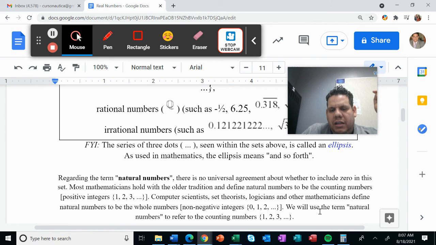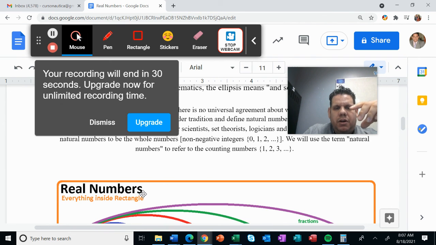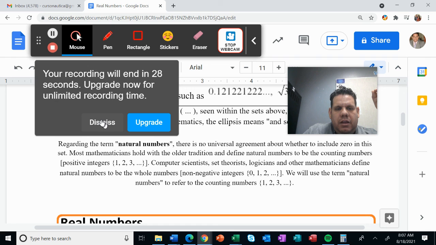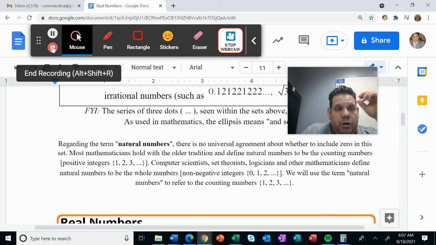We will use the term natural numbers to refer to the counting numbers. As I told you at the beginning, 1, 2, 3: I want 4 tacos, 2 burritos, 1 quesadilla. You don't ask, hey, can you give me please 0 quesadilla? So we are going to use that for the natural numbers. All right, we're going to continue in the second part of this.